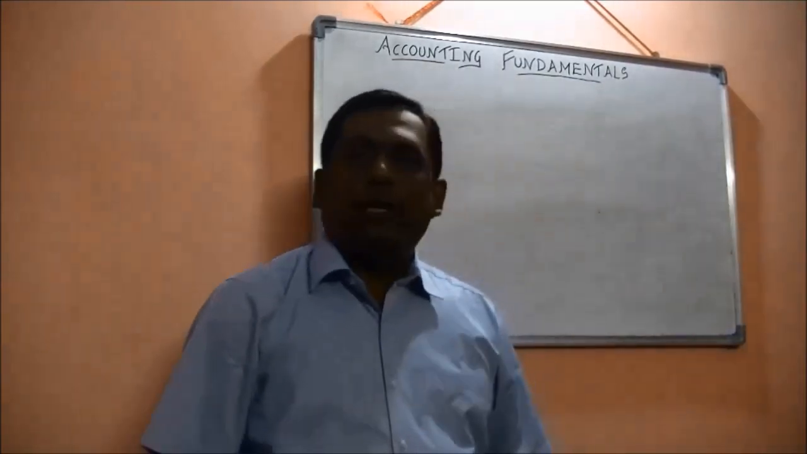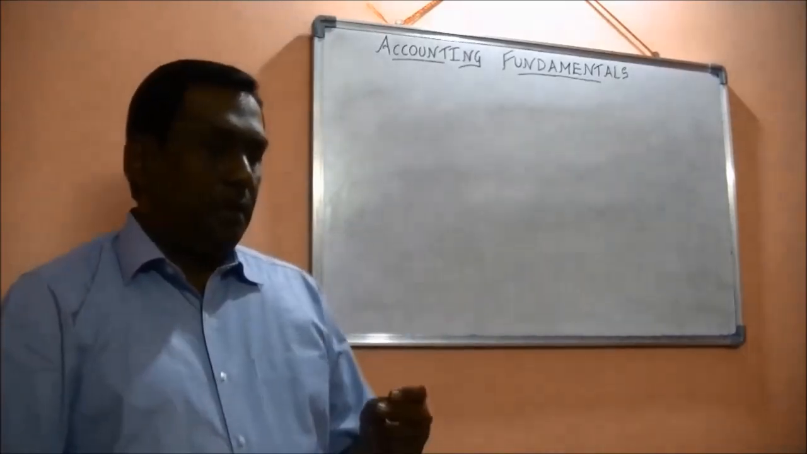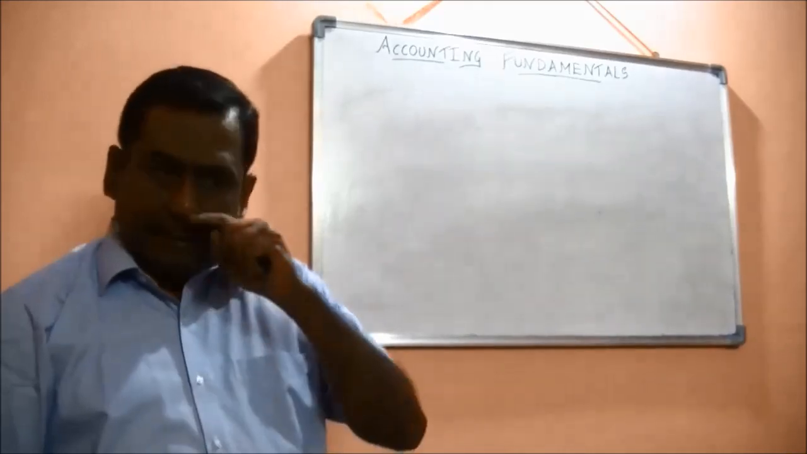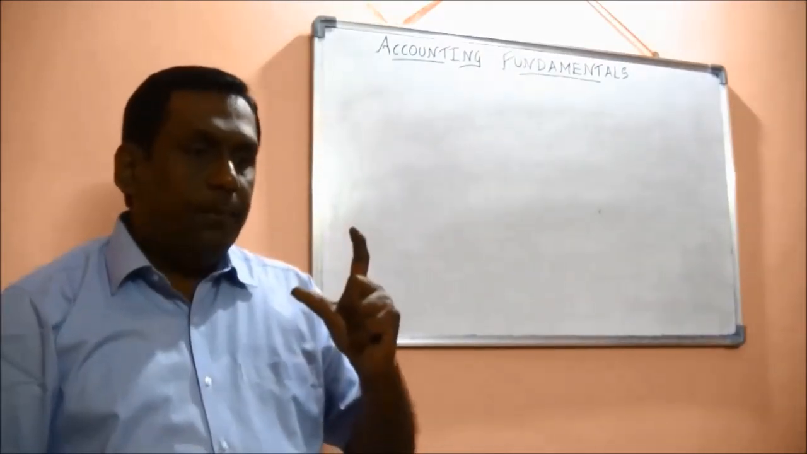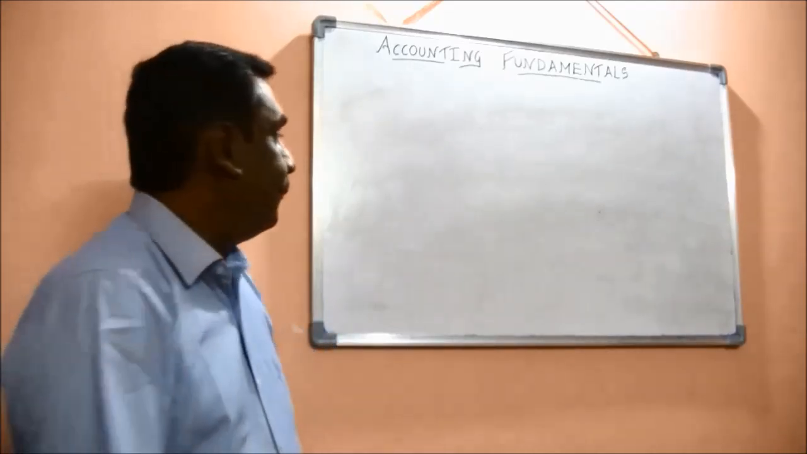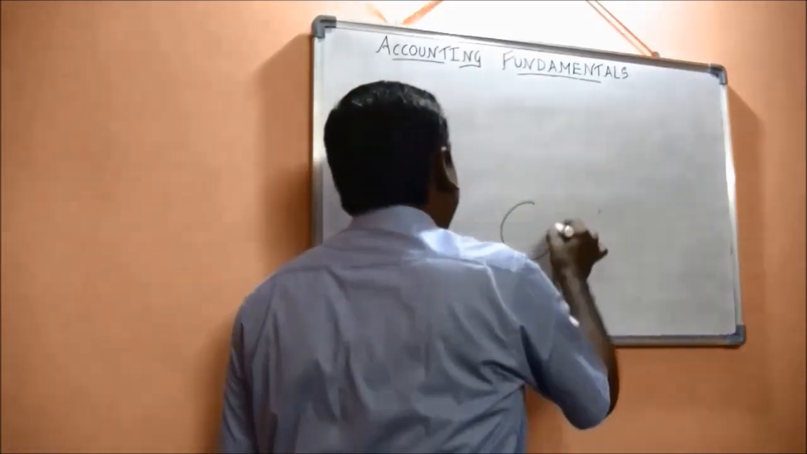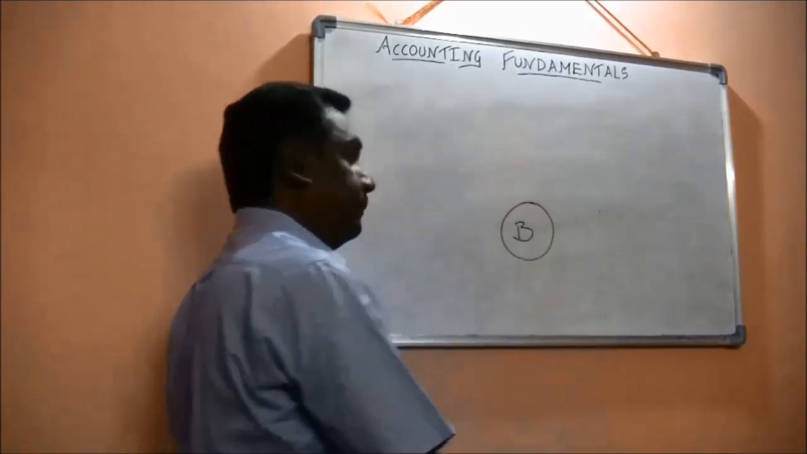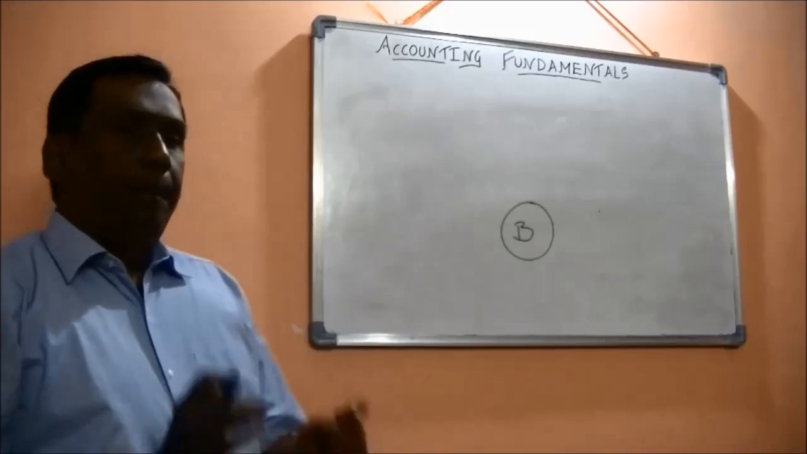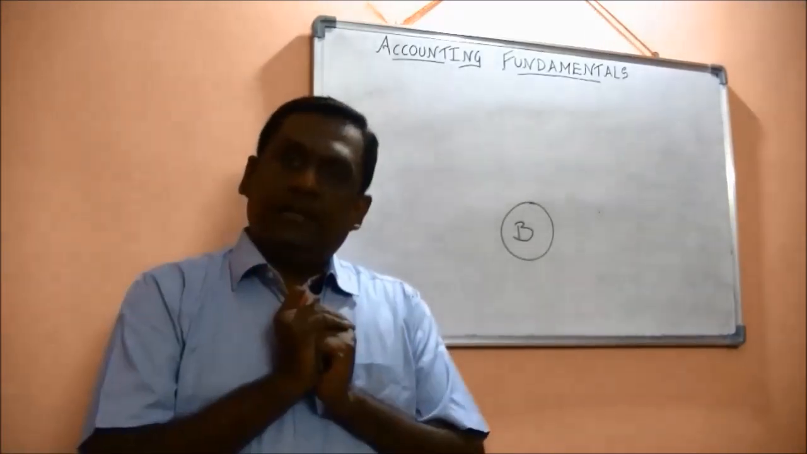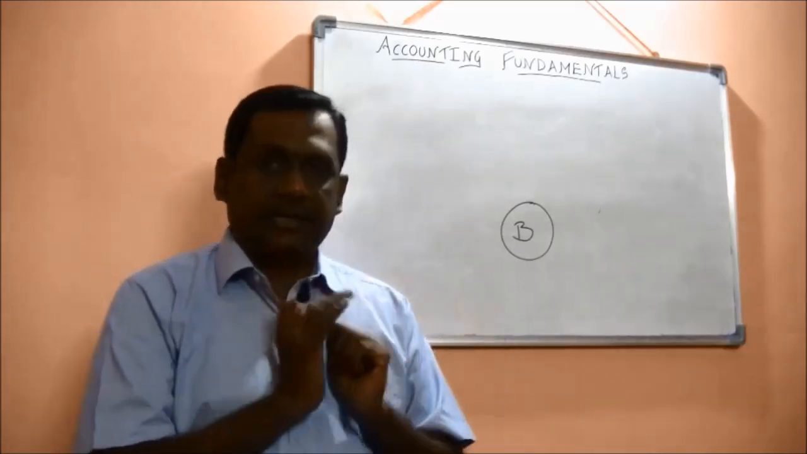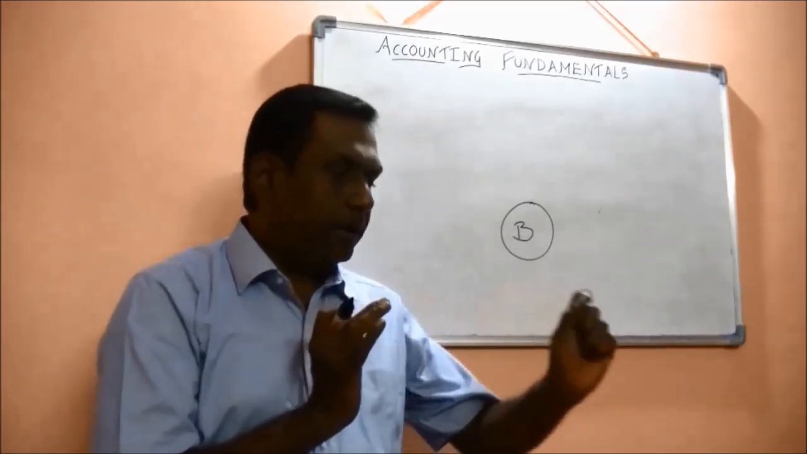Now, I am going to explain one or two journal entries to make you understand how these golden rules are applicable. Okay? Let us say this is a business. Business purchased goods for cash. This is the transaction. How do I record it?